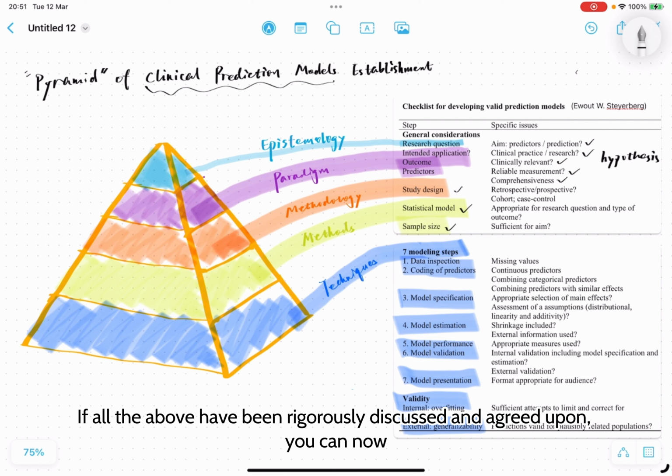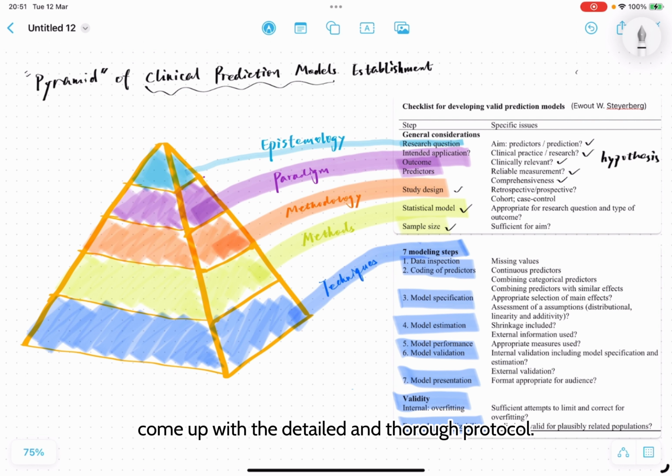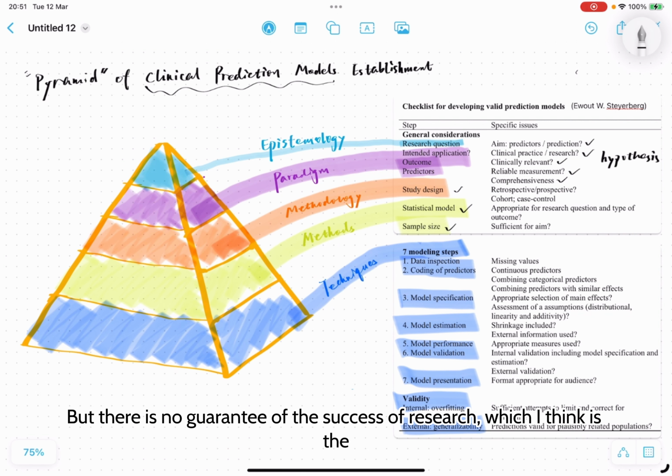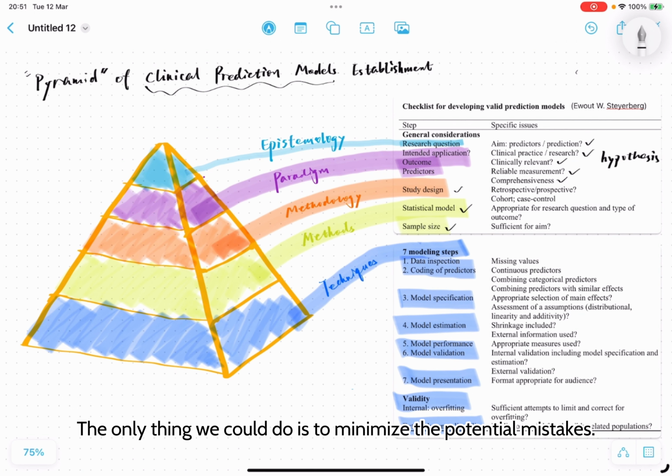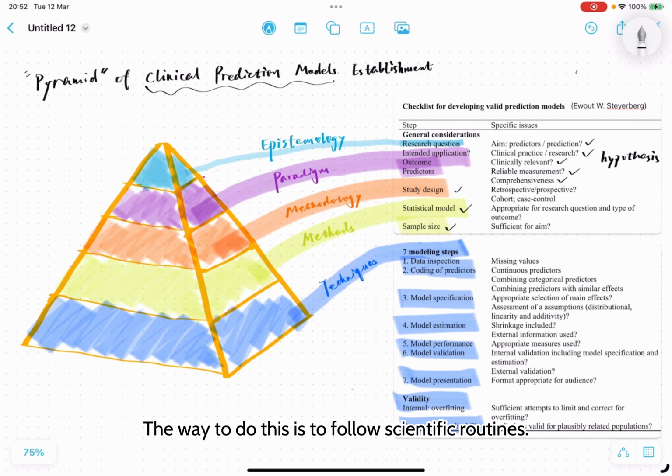If all the above have been rigorously discussed and agreed upon, you can now come up with a detailed and thorough protocol. But there is no guarantee of the success of research, which I think is the nature of doing any research. The only thing we could do is to minimize the potential mistakes. The way to do this is to follow scientific routines.